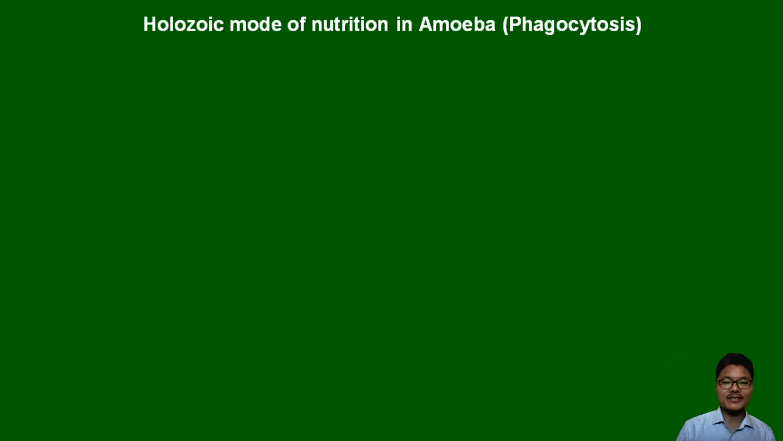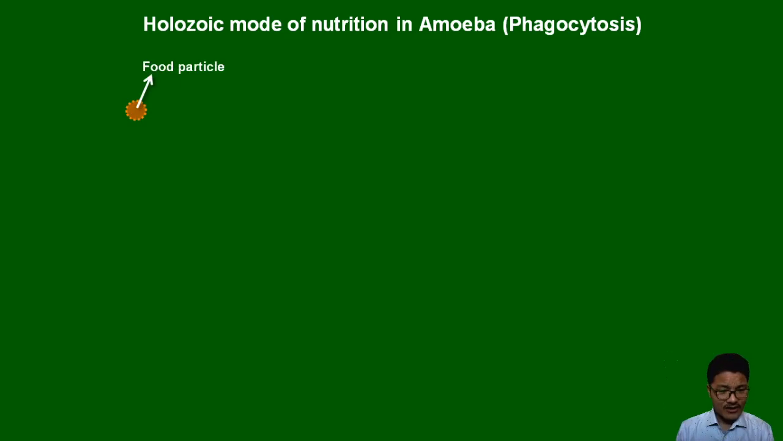Now let's try to understand the main concept that we have to discuss in this video: holozoic mode of nutrition in amoeba, which is usually occurring through a process called phagocytosis. Phago refers to solid, cyto refers to cell, sis. Whenever you come across any term ending with sis as suffix, then it means it is a process. Phagocytosis means putting in or taking in or engulfing solid food particles inside the cell.